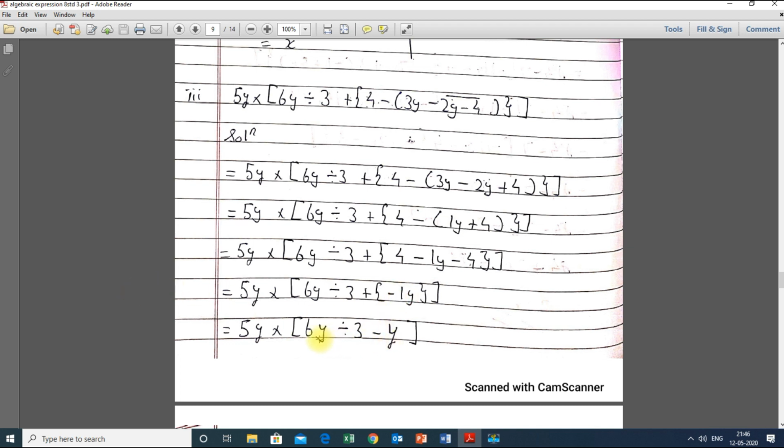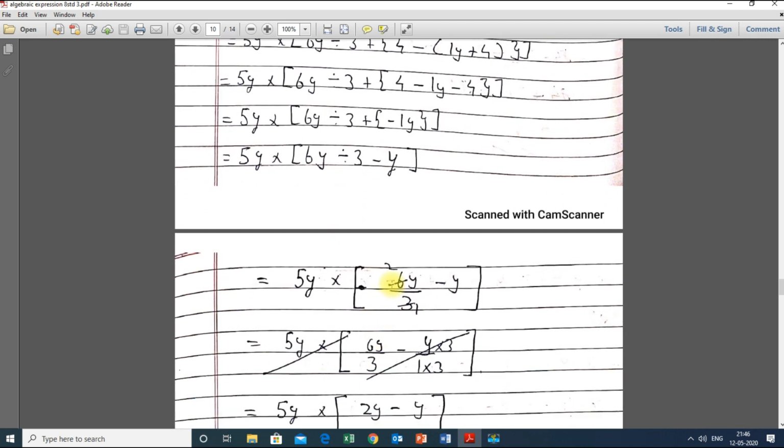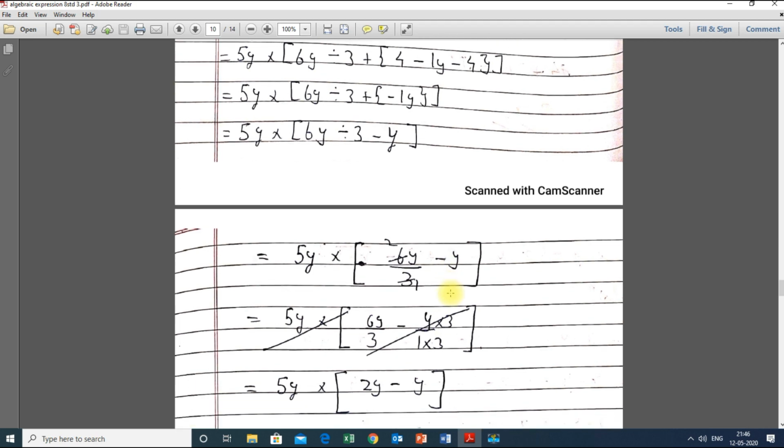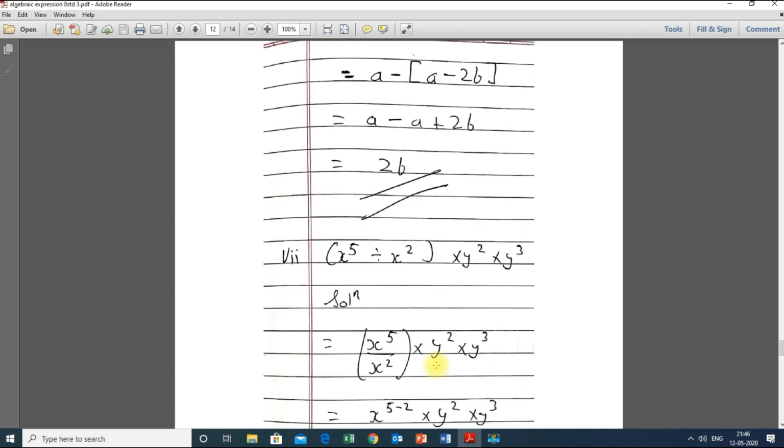Now I will solve the square bracket: 6y divided by 3 minus y. So I will solve this particular part first, 6y divided by 3, as per division, or as per BODMAS. So 3 ones are 3 and 3 twos are 6. Therefore, 2y minus y. You can see 2y minus y over here. Now 2y minus y is what? 1y.